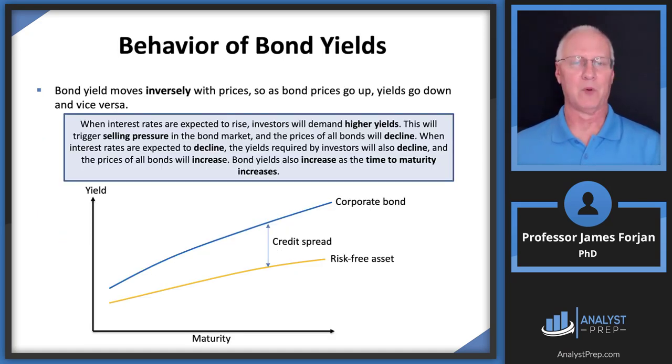Now look at that first bullet point. I said this earlier: inverse relationship. Make sure you know this for the exam. When the economy changes, where we have an economy that's either expanding or contracting, you typically have interest rates move in one direction in expanding economies, and in the opposite direction in contracting economies. And when those yields move, they cause prices to change. So when yields go up, bond prices go down.